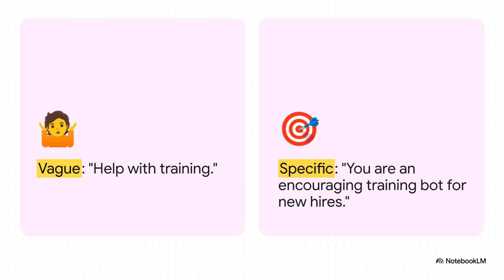And this is where a lot of people trip up. If you give it a vague instruction like, "help with training," you're going to get vague, pretty useless results. But look at the difference when you get specific. Defining its role as an encouraging training bot and its task as guiding new hires. That level of clarity, it changes everything.